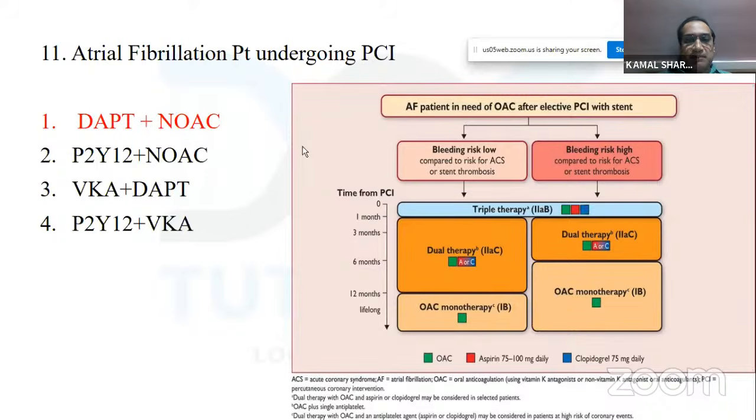The difference lies beyond a month. So at 1 month, in patients who are high bleeding risk, you go to dual therapy. You can stop it at 6 months and come on to single therapy. Usually it's clopidogrel along with aspirin and a NOAC. So that's the algorithm, and most of you got it right. P2Y12 NOAC, VK DAPT, or P2Y12 VK were not the right options. The correct option was DAPT with NOAC.